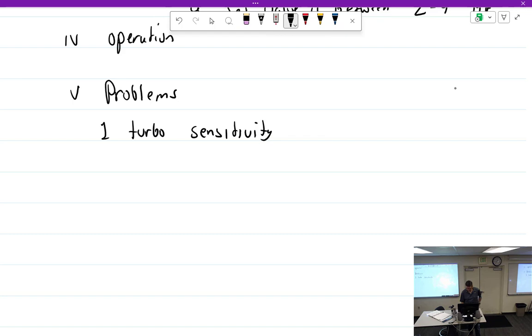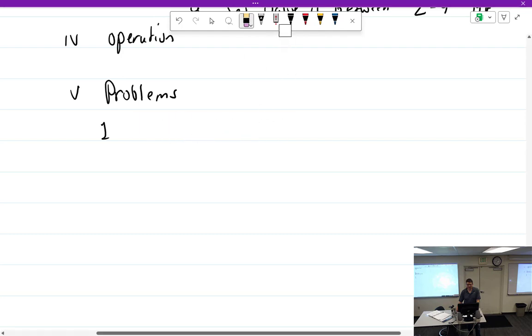Throttle sensitivity. No, I didn't want to write turbo sensitivity. I'm sorry. Been one of those long days. Too much of a hurry. Throttle.